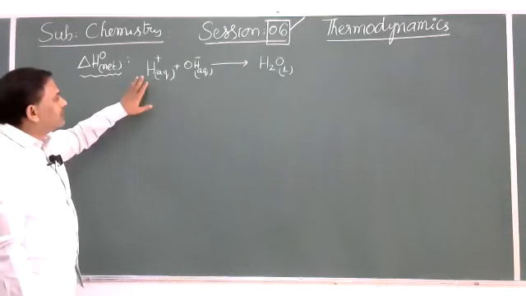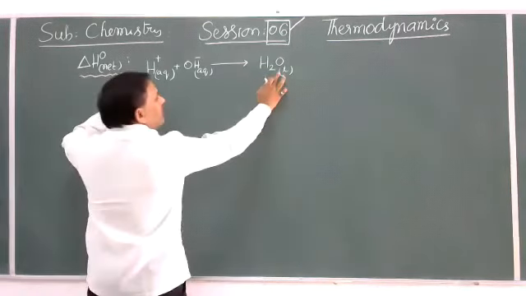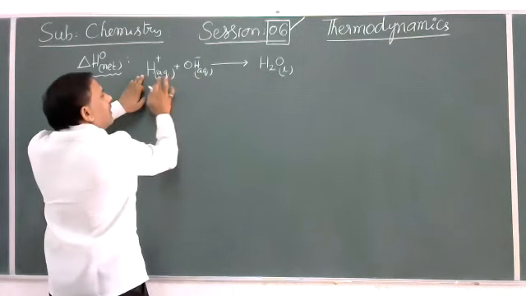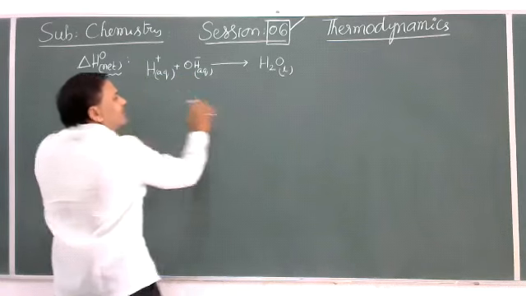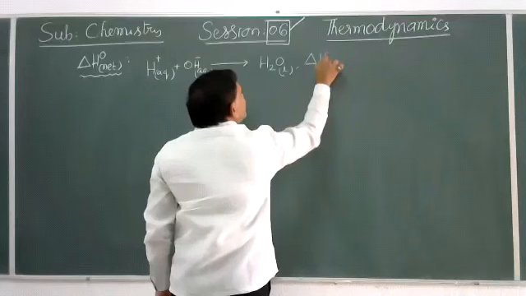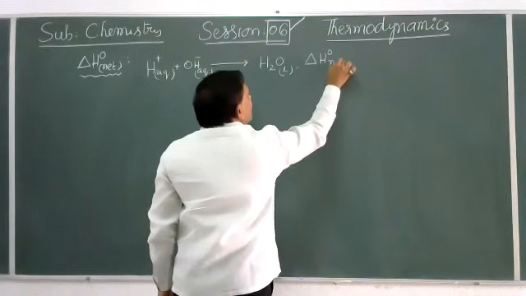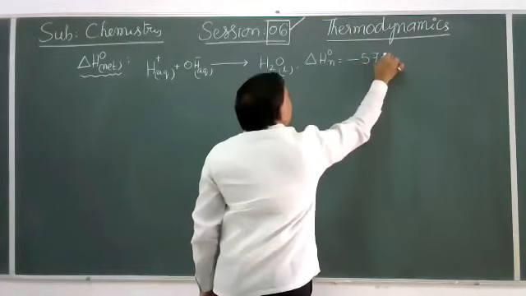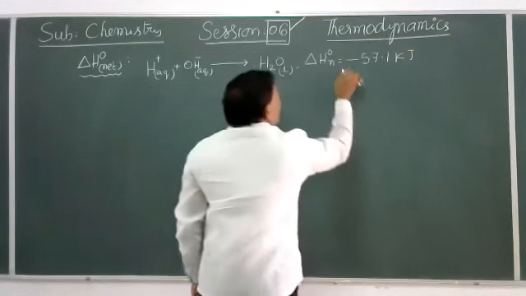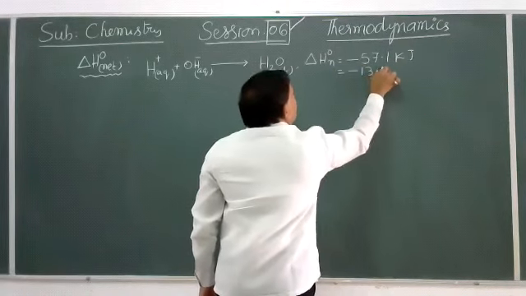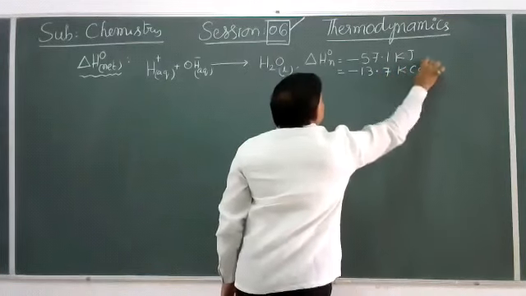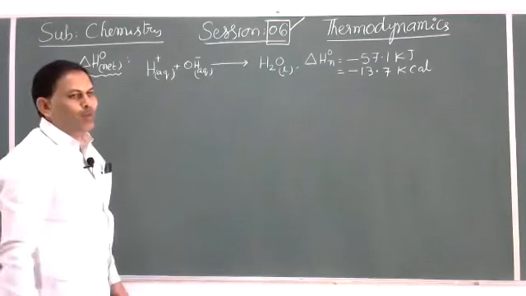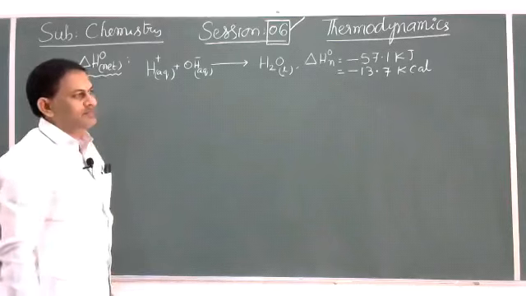Here 1 mole of undissociated water is formed from its constituent ions H plus and OH minus from dilute solutions. Here there is a certain change in enthalpy, that is always constant, minus 57.1 kilojoules or minus 13.7 kilocalories, because 1 calorie is 4.18 joules; substituted there, we'll get the answer.